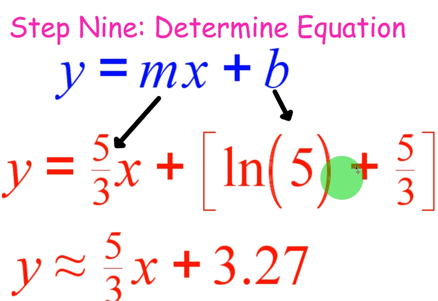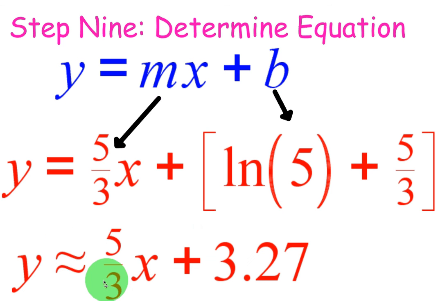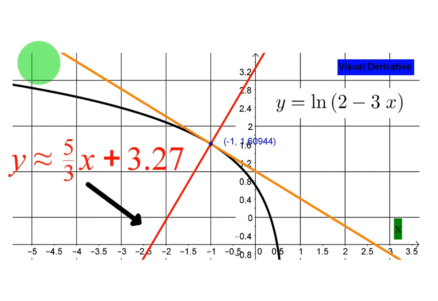That as a decimal, I plugged into my calculator and I got 3.27. So perhaps it makes more sense to say y is approximately equal to 5/3 x plus 3.27. And that's exactly what the equation for this line is. You can see it indeed crosses about 3.27. That's it for this example.